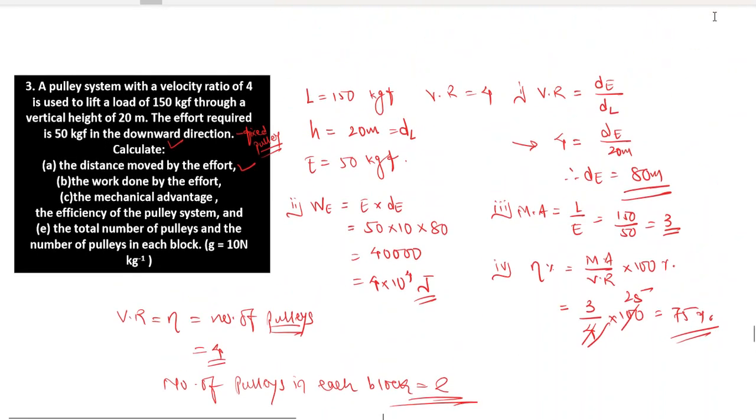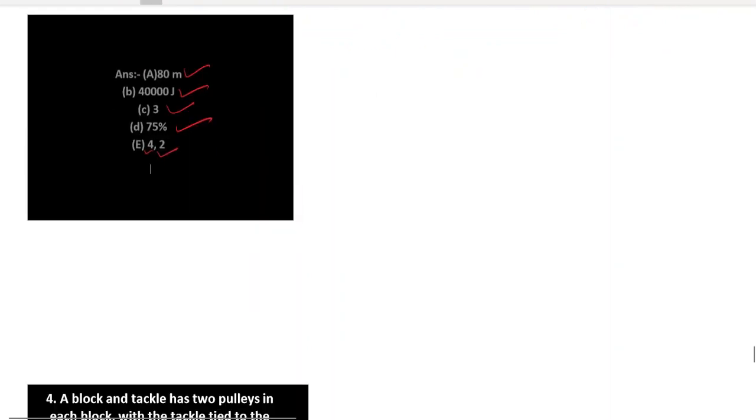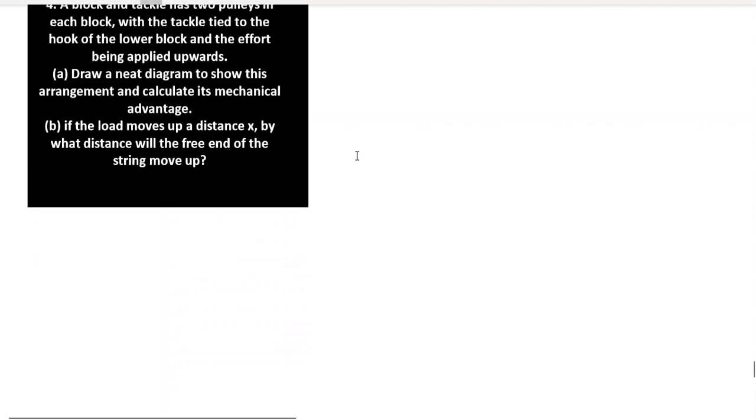Let's check the answers. 80 meters, the first answer, is correct. Second answer is 40,000 joule, perfect. Mechanical advantage 3, efficiency 75%. Total number of pulleys 4 and number of pulleys in each block is 2. Correct. Let's move to the last question of the chapter.